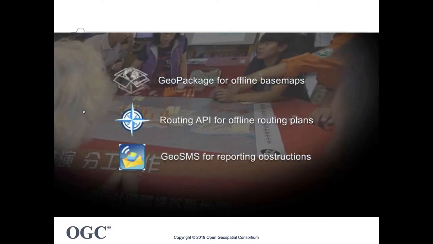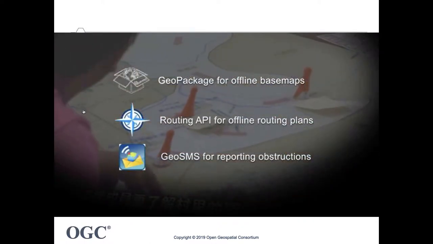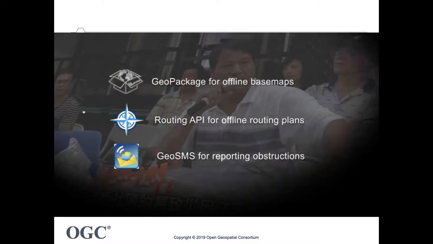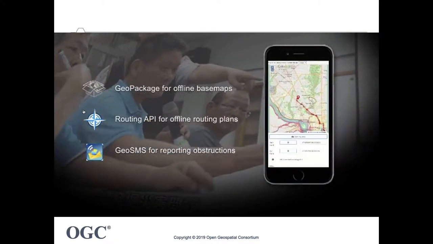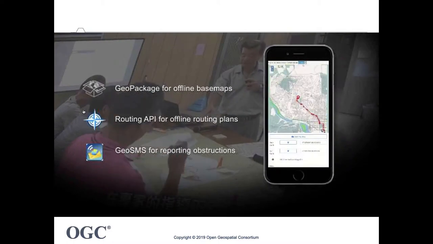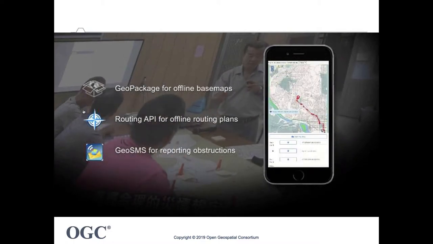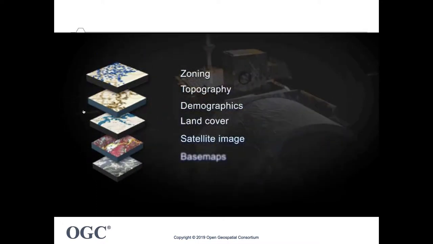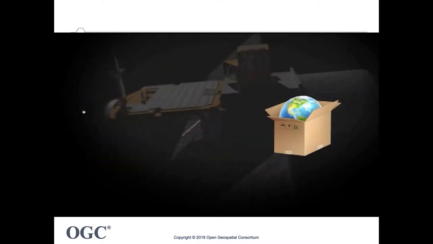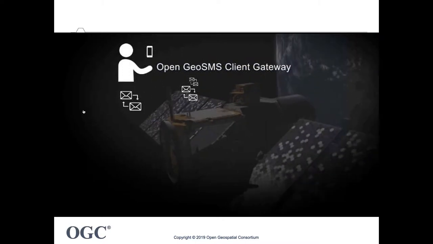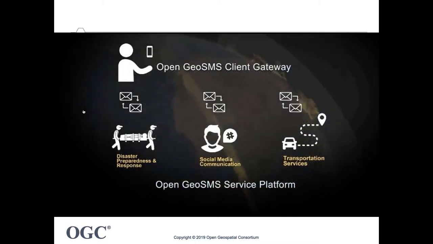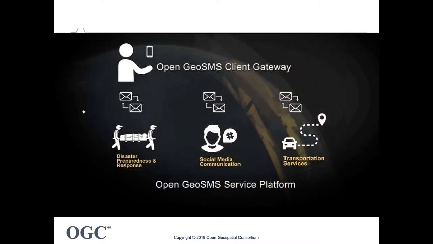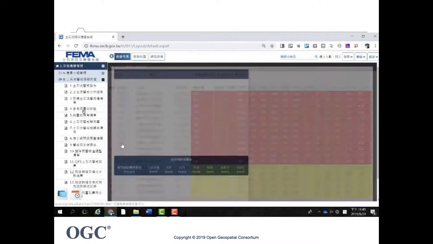Moreover, through the feature of routing, we also adopt GeoPackage routing and Geo SMS to get an evacuation route, plus road obstruction information in near real time. As for residents in an unreliable internet environment, they can use offline GeoPackage routing along with Geo SMS to get a better evacuation route when disasters happen.